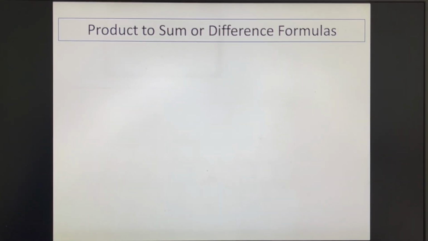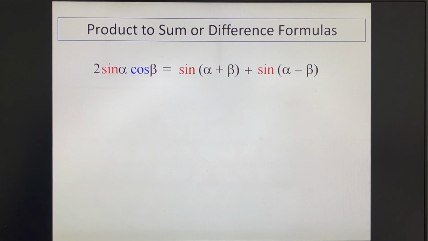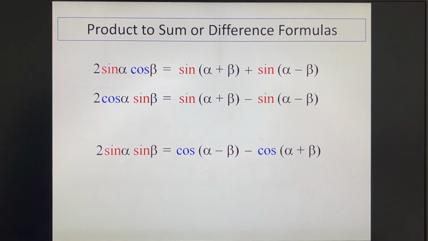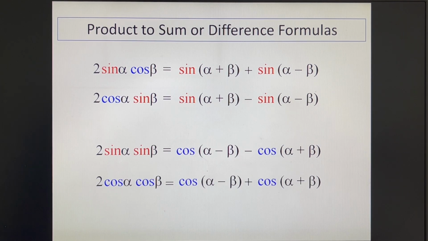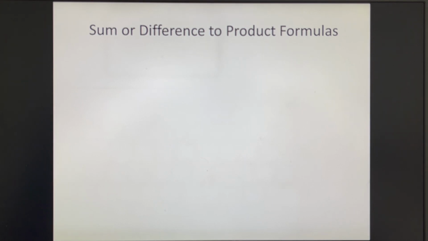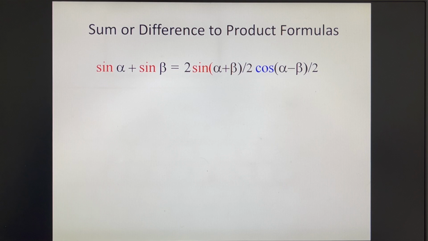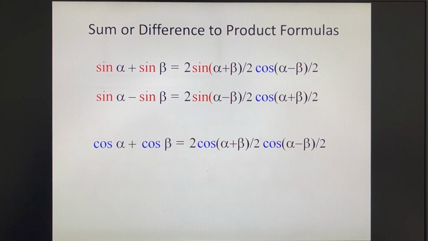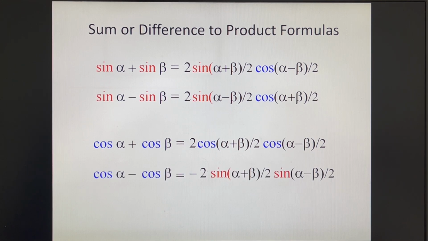Product to sum or difference formulas: sine alpha cosine beta, cosine alpha sine beta, sine alpha sine beta, cosine alpha cosine beta. Sum or difference to product formulas: sine alpha plus sine beta, sine alpha minus sine beta, cosine alpha plus cosine beta, cosine alpha minus cosine beta.